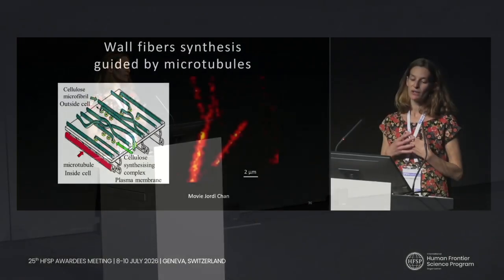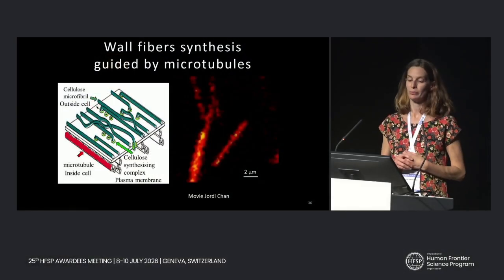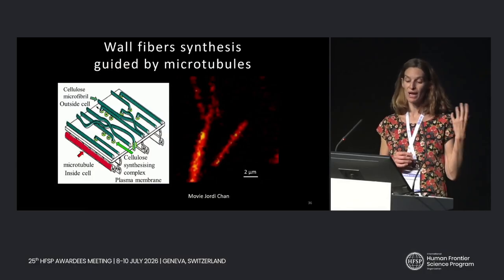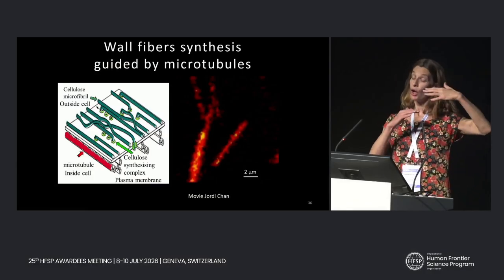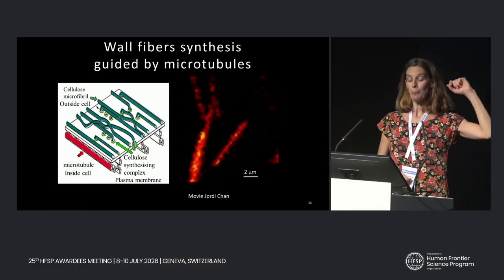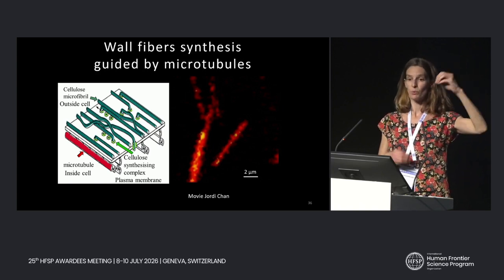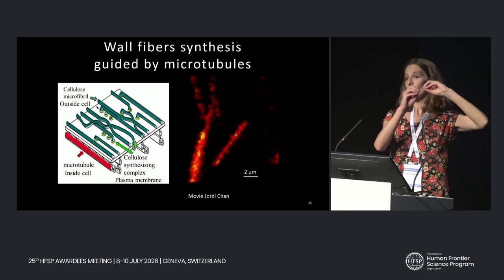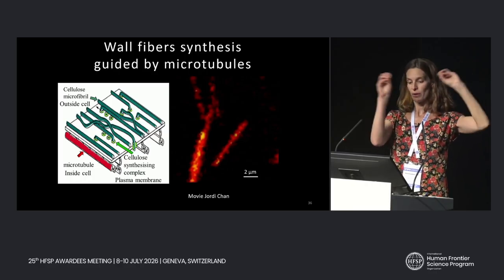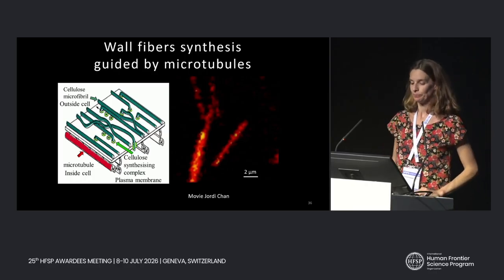So now the question is how we can have nicely organized fibers in the wall. For that, plant cells have an internal scaffold, which is the microtubular cytoskeleton. In red, you have microtubules that are underneath the plasma membrane. And in the membrane, you have some green proteins that synthesize the cell wall fibers outside of the cell.